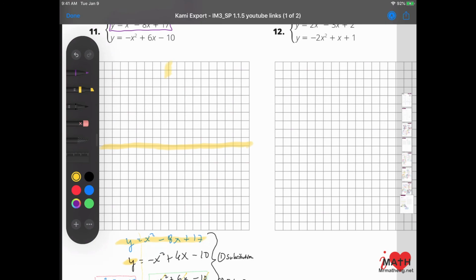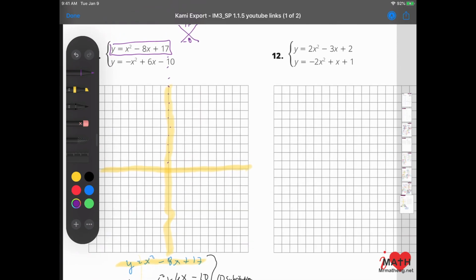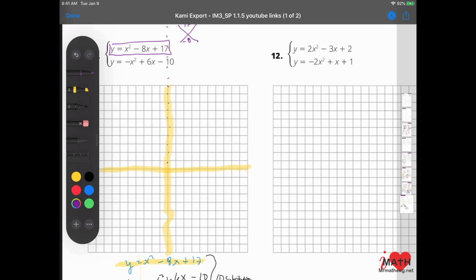There's my x. Oops, here's my y. Okay, 17. 1, 2, 3, 4, 5, 6, 7, 8, 9, 10, 11, 12, 13, 14, 15, 16, 17. Something up there. Okay? So my graph's going to cross the y-intercept of 17. That's what the c value is. It's your y-intercept. So my graph's going to cross this.